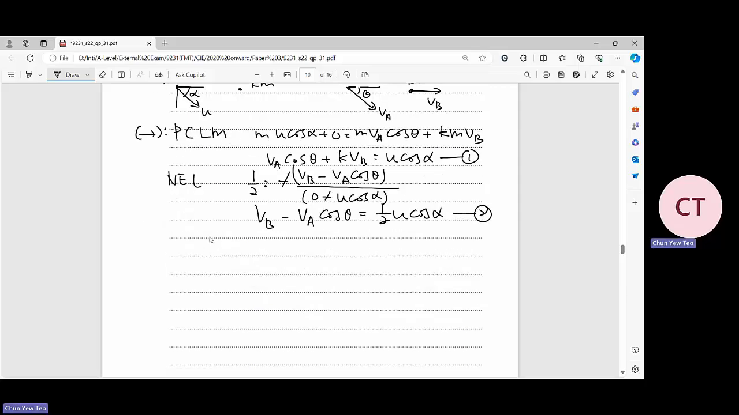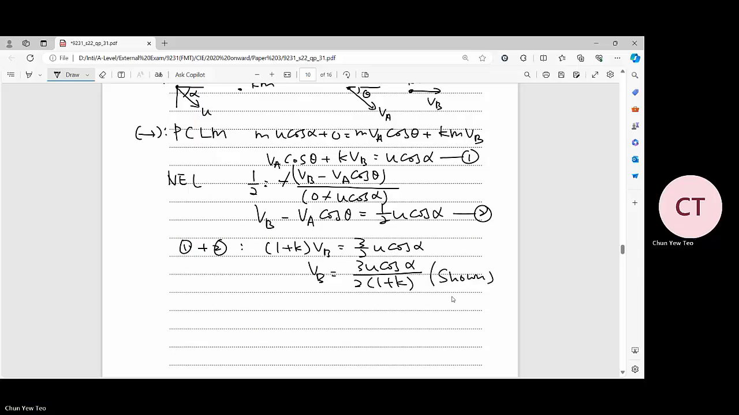I want to find vb. To find vb, I just take equation 1 plus equation 2. Then the va cos theta cancels off. You have (1 plus k) vb is equal to 3 over 2 u cos alpha. Then your vb is equal to 3u cos alpha over 2(1 plus k). Shown. That is the answer for the vb.